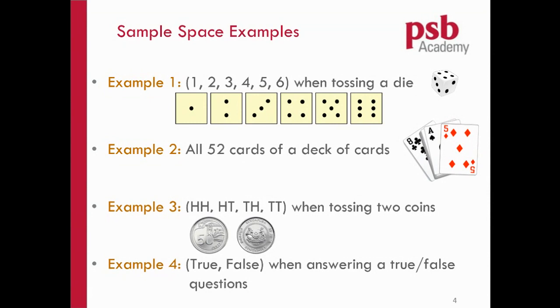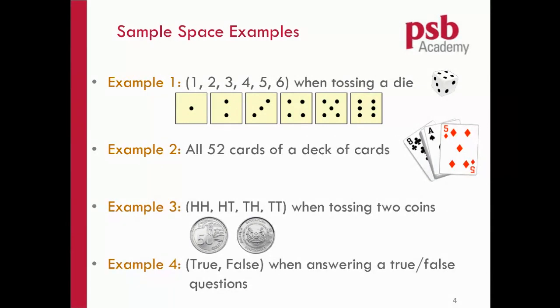Example 3. If you have 2 coins, when you toss these 2 coins, what can you get? You may end up with both getting head or both getting tail, right? Or one tail, one head, or one head, one tail, something like that. So this is what you get. Head, head; head, tail; tail, head; tail, tail. Can you get something else? No more. So these are all the possible outcomes when you toss 2 coins.